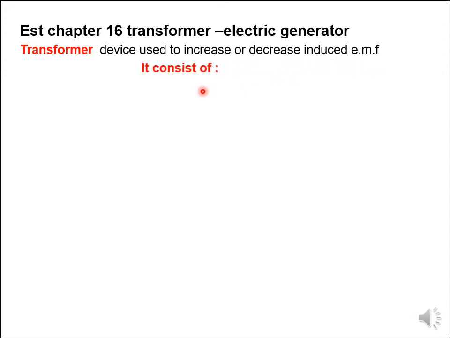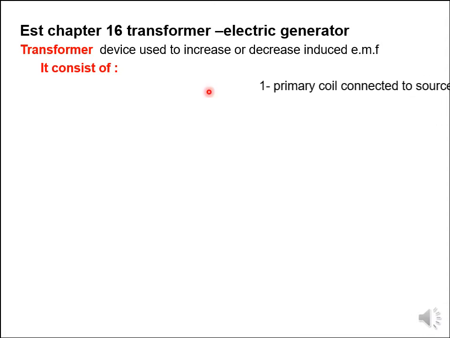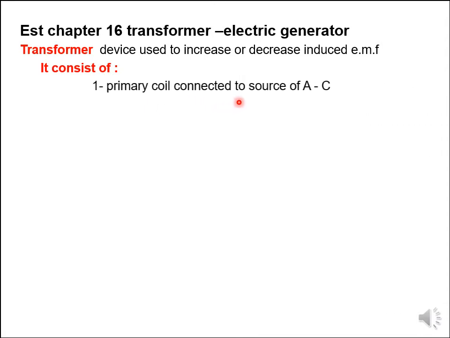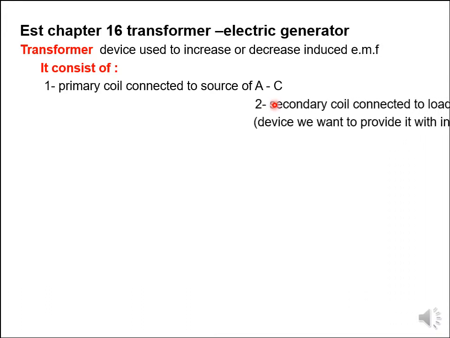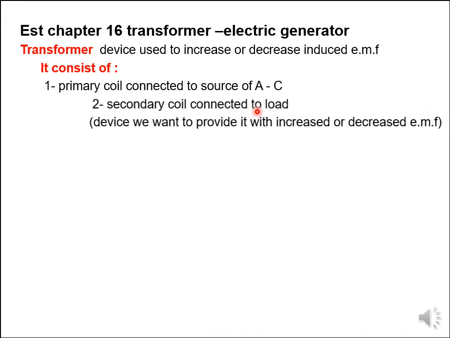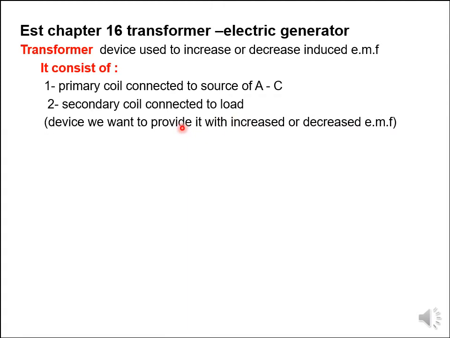It consists of a primary coil connected to a source of alternating current, and a secondary coil connected to a load. What is the load? The device we want to provide with increased or decreased EMF.